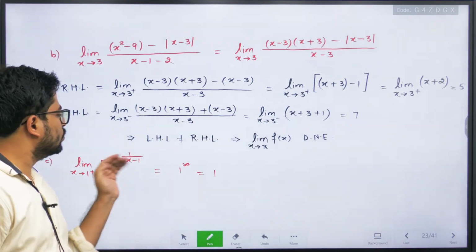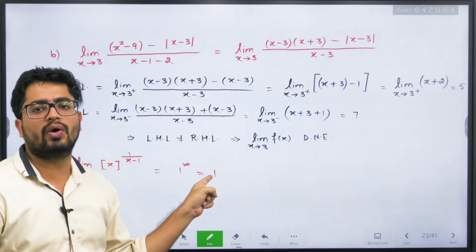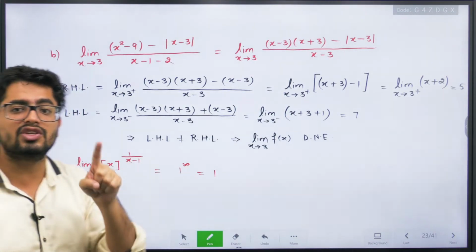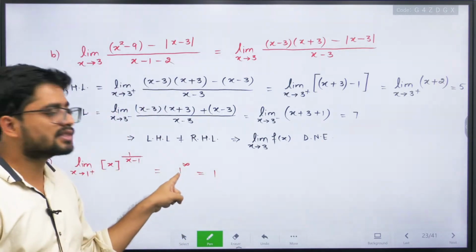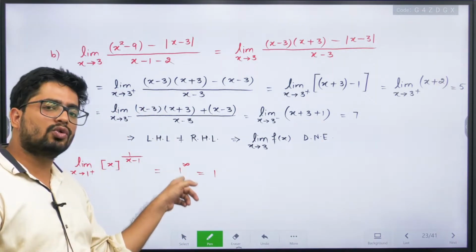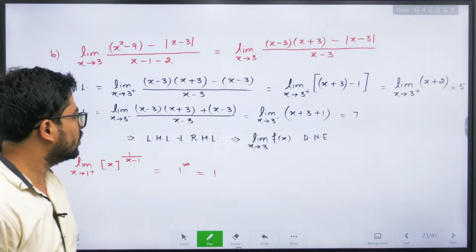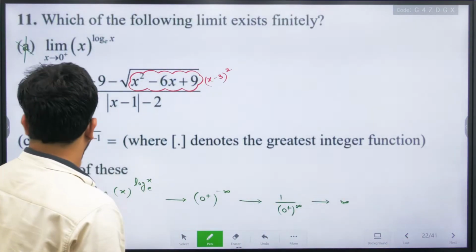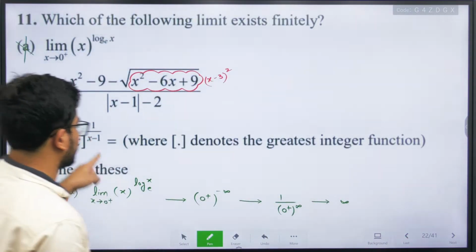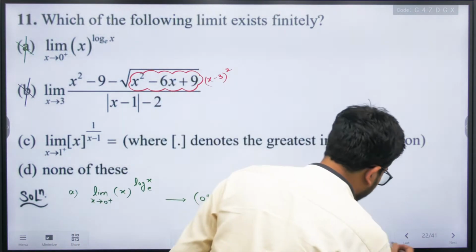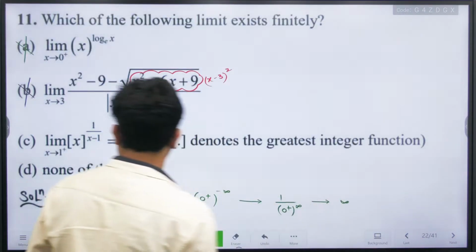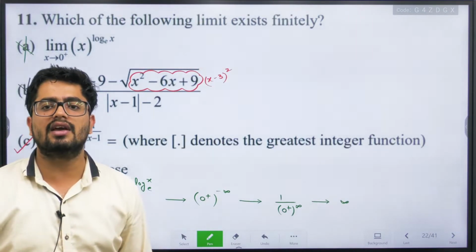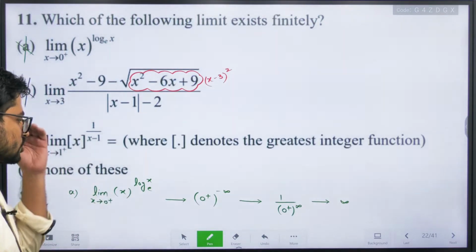So exactly 1 to power tends to infinity, that is 1 into 1 into 1 infinite times, that is 1. This is exactly 1, that's an important thing. Otherwise you have one indeterminate form, that is 1 power infinity, but here that one is exact 1, so 1 power infinity is 1. So limit x tends to 1 plus greatest integer x to the power 1 by x minus 1, that thing is 1. So this limit is finite, so option C is the correct option. Got it? Now let's do the next one.